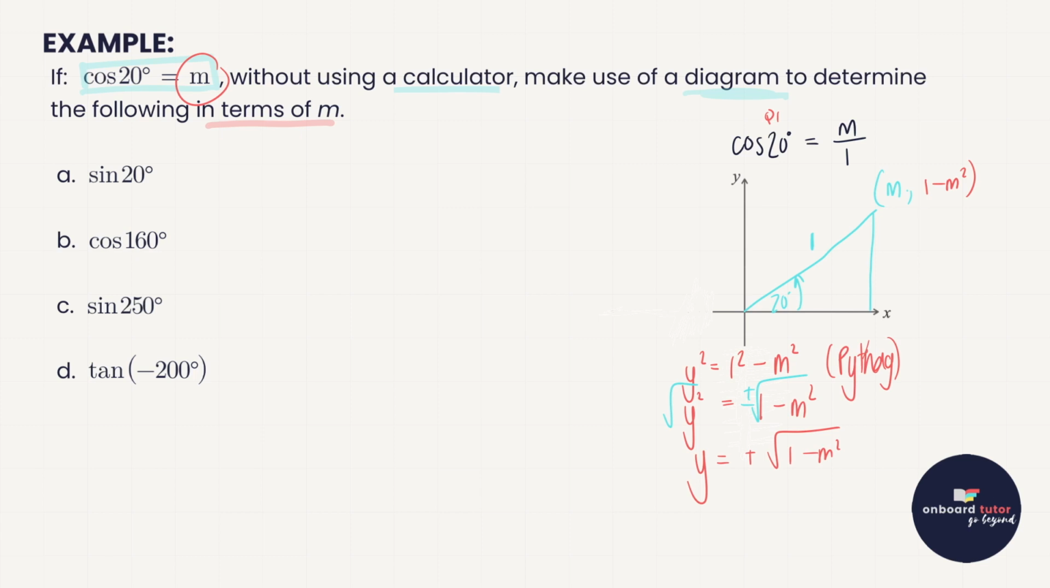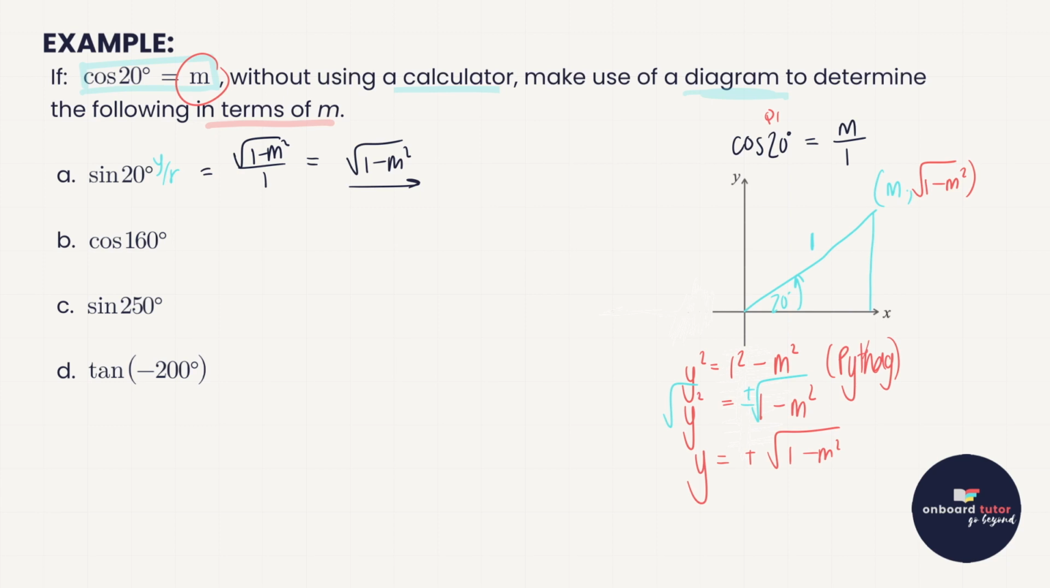Okay, so now I've got an x coordinate, a y coordinate, and an r value. I can solve any of these things that they're asking me to solve. So the first thing they said was sine of 20 degrees. Here's 20. Sine, I know, is y over r. I've just worked out y. It was the root of 1 minus m squared, I need to write that root down. So sine of 20 is the root of 1 minus m squared over 1, which is just the root of 1 minus m squared. Okay, so that's sine of 20.